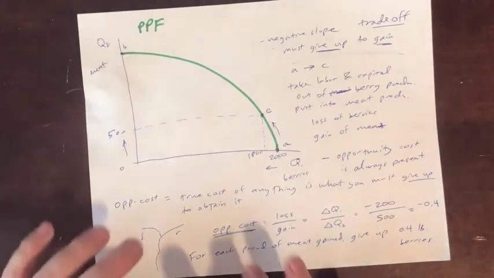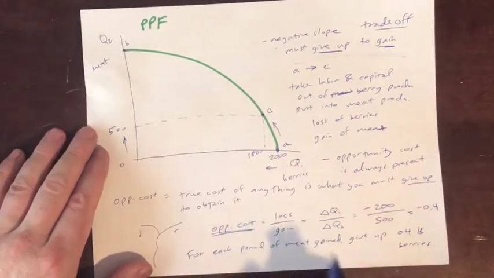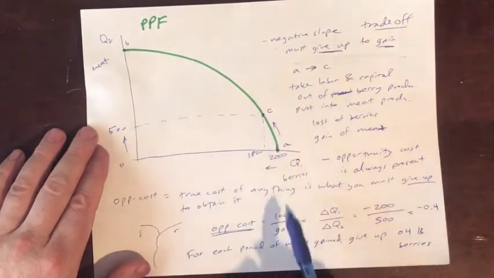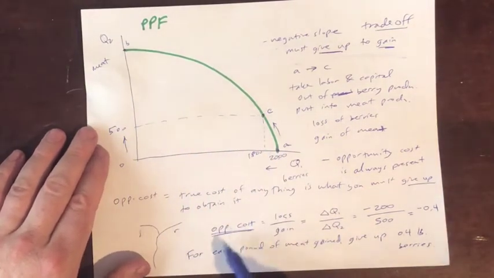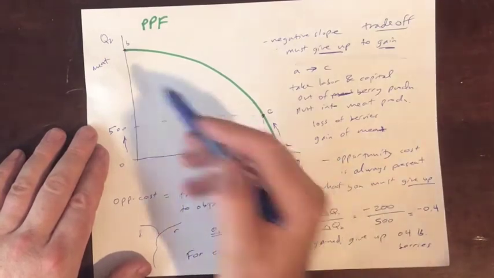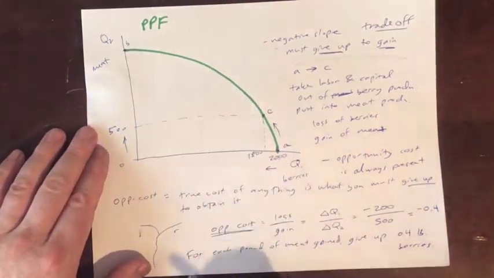Now what we notice along here is there's an actual curve. This is not a straight line. And if the opportunity cost has something to do with the relationship between the loss and the gain, we might be able to see that that relationship does not stay the same.